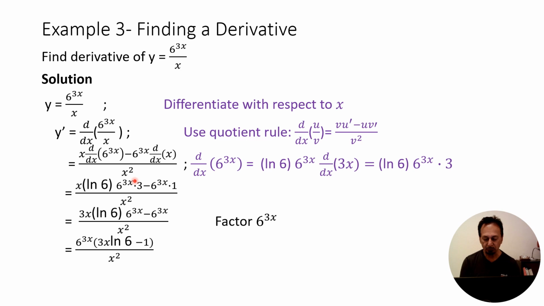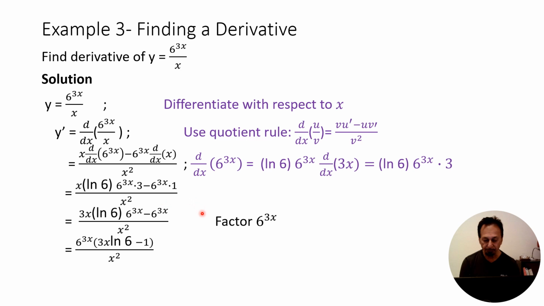The quotient rule says to take the square of the denominator, which is x squared, and then write the denominator x, multiplied by the derivative of the numerator, which is 6 to the 3x, and then minus the numerator 6 to the 3x, multiplied by d over dx of the denominator. So now we simplify. We write the derivative of 6 to the 3x using this formula: natural log of the base times 6 to the 3x times the derivative of 3x, which is 3, minus 6 to the 3x times the derivative of x, which is just 1, all over x squared.